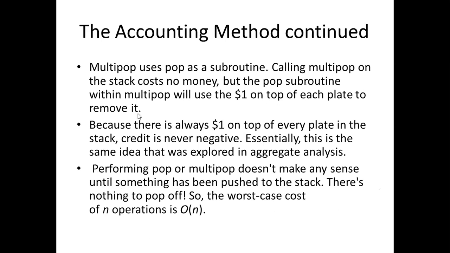So multi-pop uses pop as a subroutine, already explained in the pseudocode about multi-pop. Calling multi-pop on the stack costs no money, but the pop subroutine within multi-pop will use the $1 on top of each plate to remove it, because there is always $1 on top of every plate in the stack. Credit is never negative. That means it is not negative.